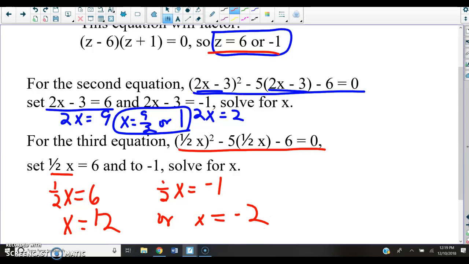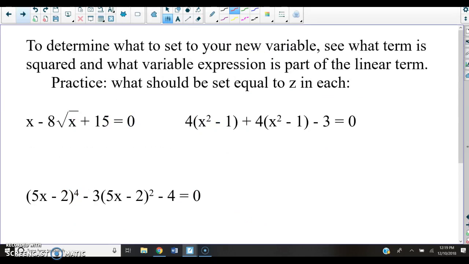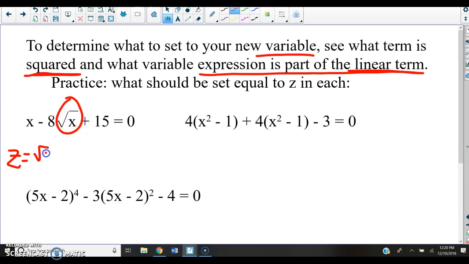But to use z substitution, you take the messy part. And what I like to do is look to see what you're going to use. Look at what's squared and what's part of the linear term. Okay, so to me, I see this is my linear term variable. So I'm going to make my z equal square root of x. So now this equation is going to become z squared minus 8z plus 15 equals 0.